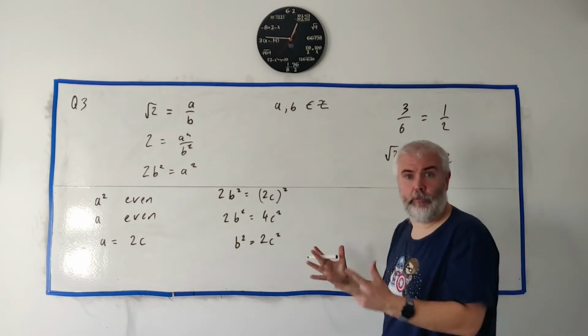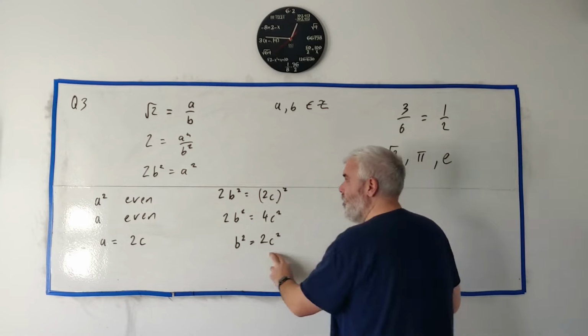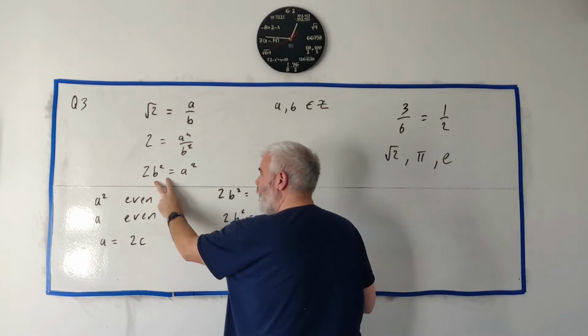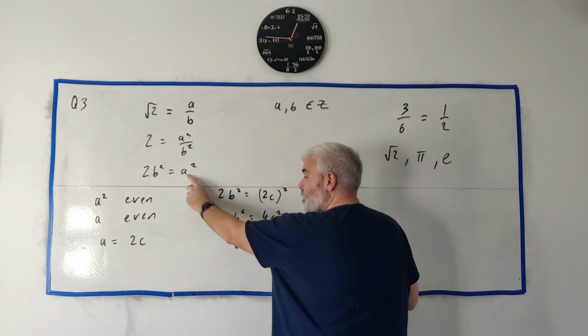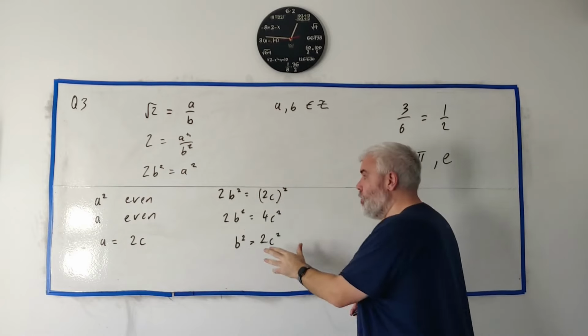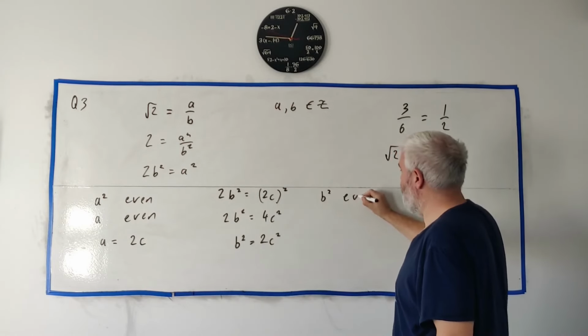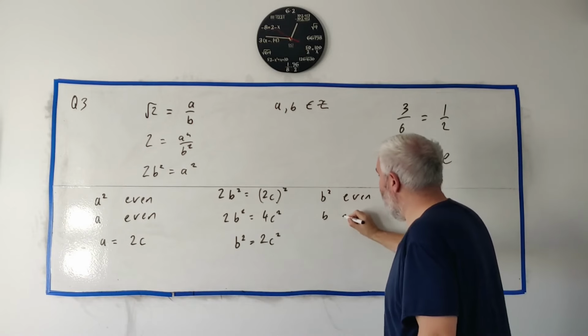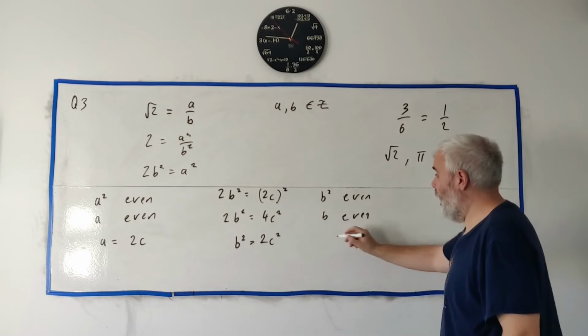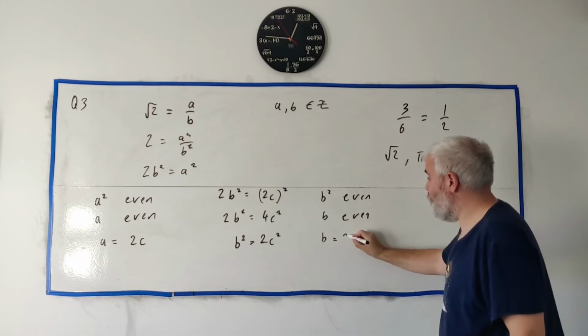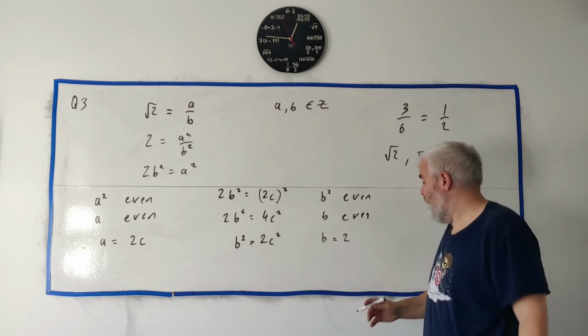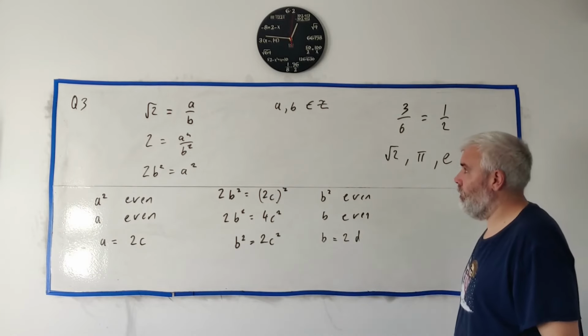Again, c is some integer now. This is very similar to what we have up here, except a squared was on its own there. Now b squared is. So by the same logic, I can say b squared is even. I can say b is even. I can say b must be equal to 2 times some number, and we call that number d.